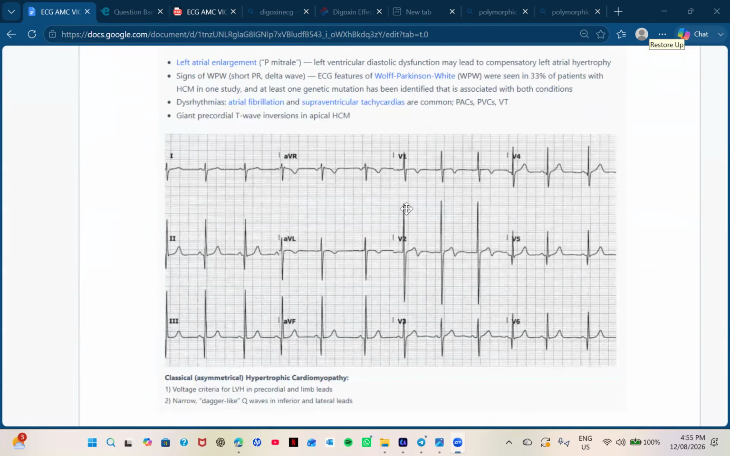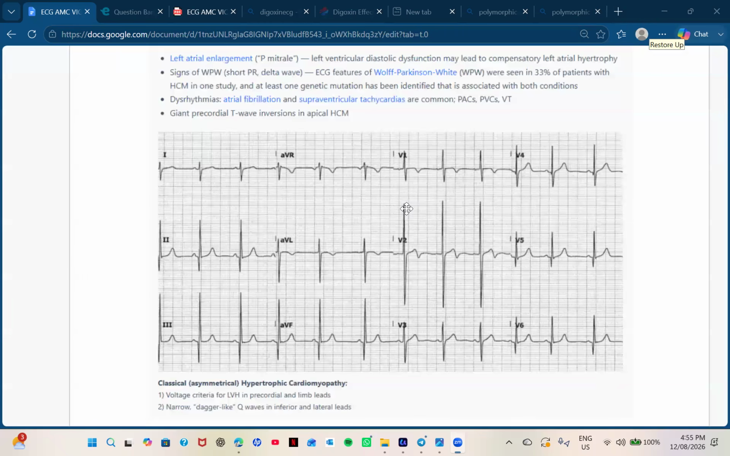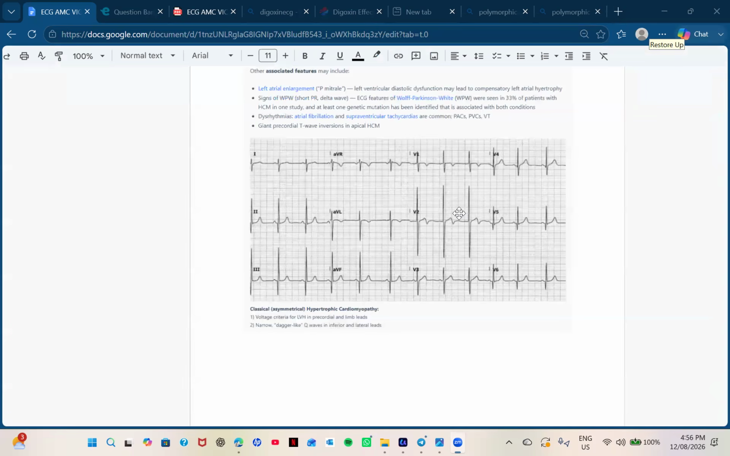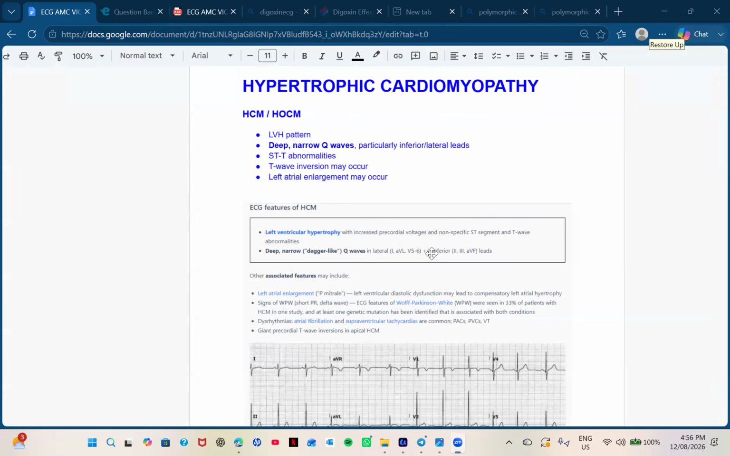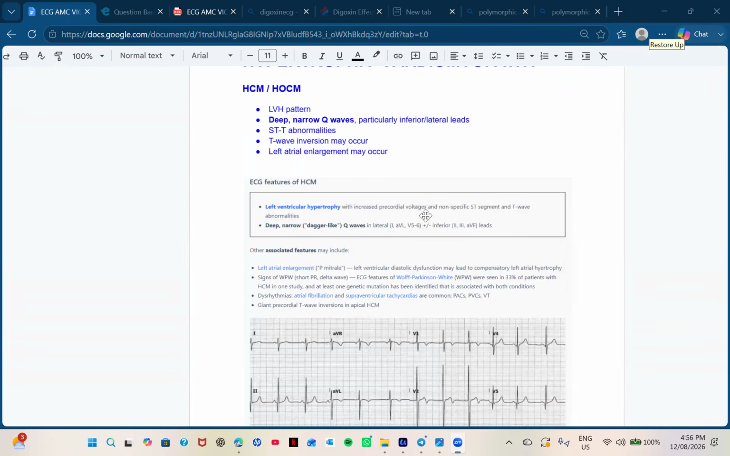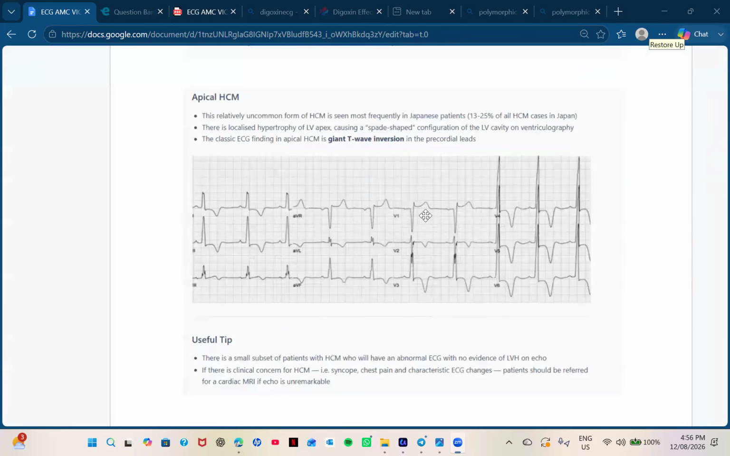Okay, so let's see what you can see. Can you see the narrow, dagger-like Q wave? Inferior leads 2, 3, and aVF, right? Here, can you see the dagger-like, narrow Q waves, right? So that is the most important thing other than the left ventricular hypertrophy, as we discussed earlier. So these are the things.